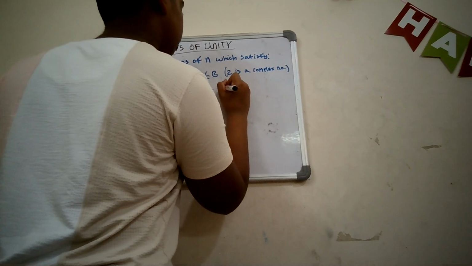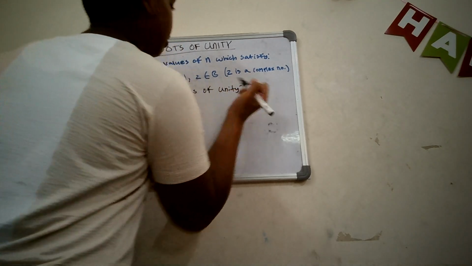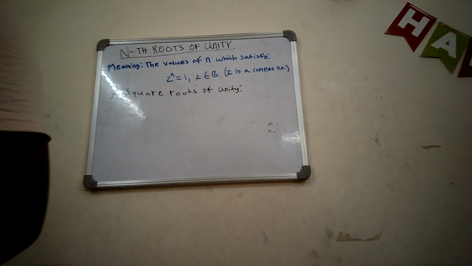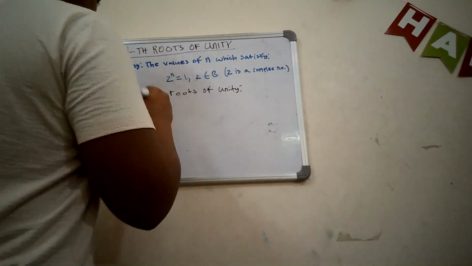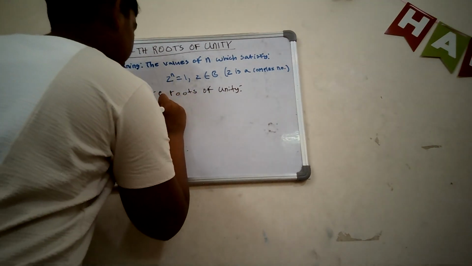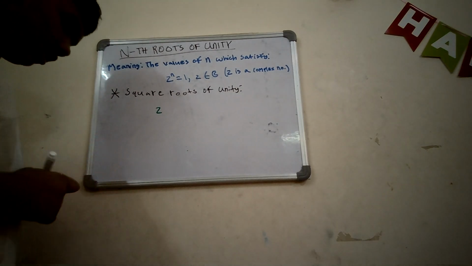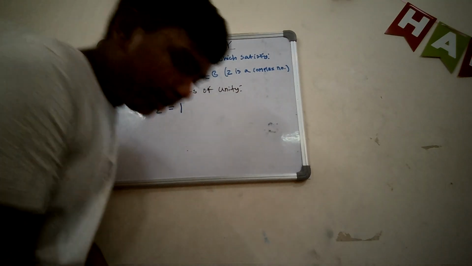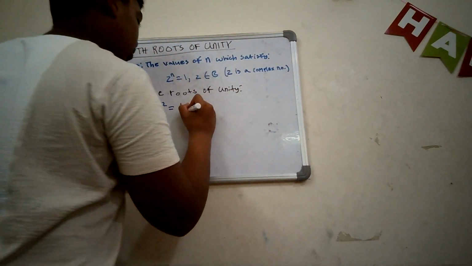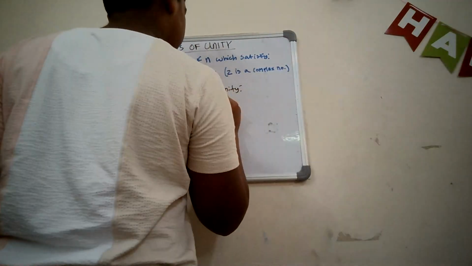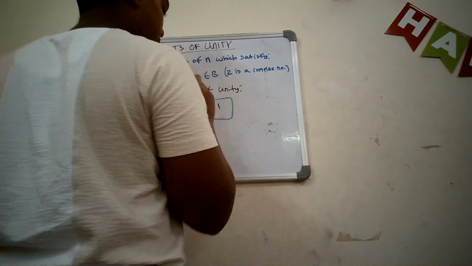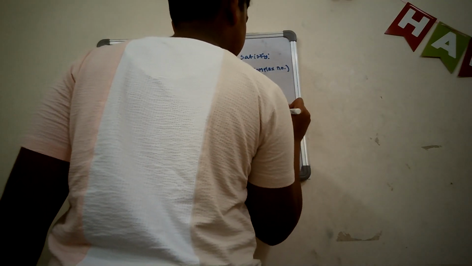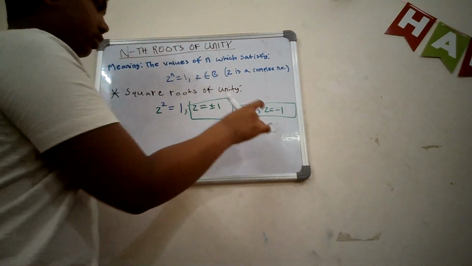There are different types of roots. The square roots of unity just mean that z squared equals 1. You might be thinking the solutions to this are just real: z is equal to plus or minus 1. So z could be equal to 1 or z could be equal to negative 1. These are two solutions, right?